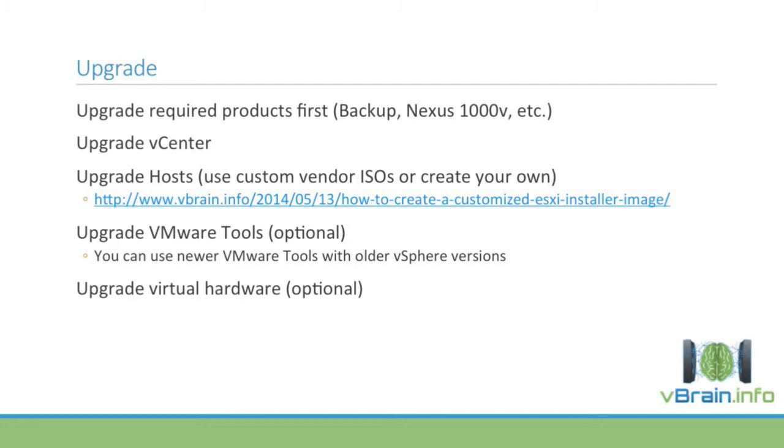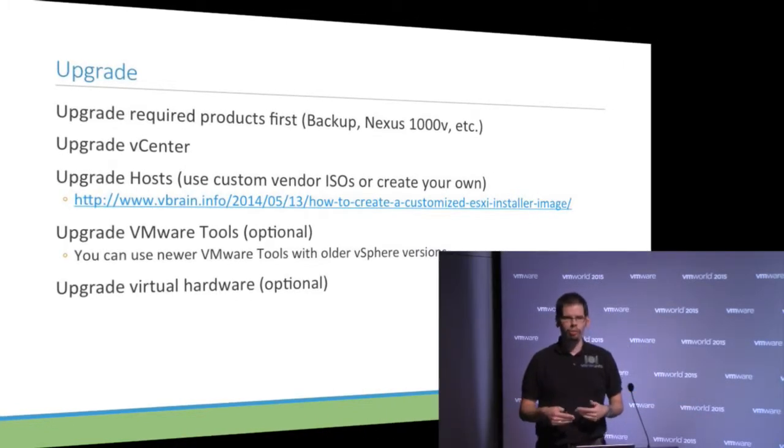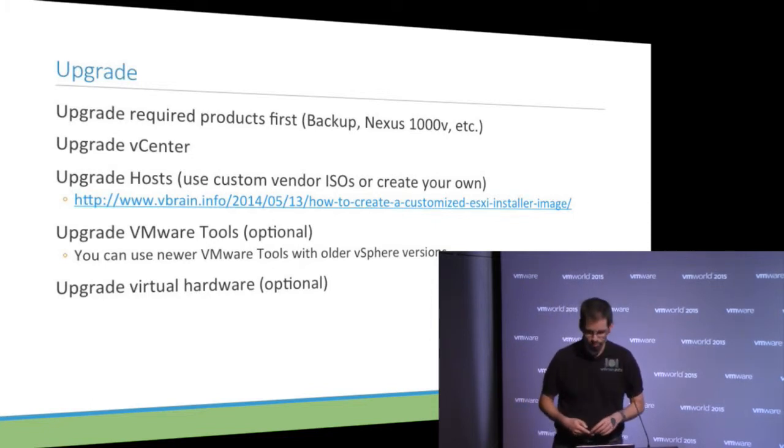Use custom images if available, or you can also create custom images made by yourself. Upgrading VMware Tools or upgrading virtual hardware is, from my point of view, optional, because you can use older versions of VMware Tools with newer versions of vSphere, but you can also plan ahead of time and install newer VMware Tools versions in your new templates. And if you need to upgrade the virtual hardware, keep in mind, upgrade your VMware Tools first.